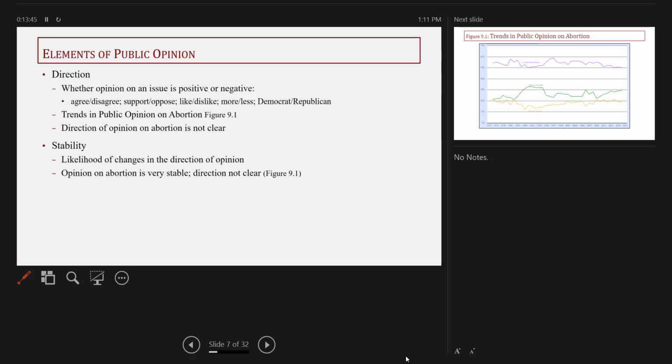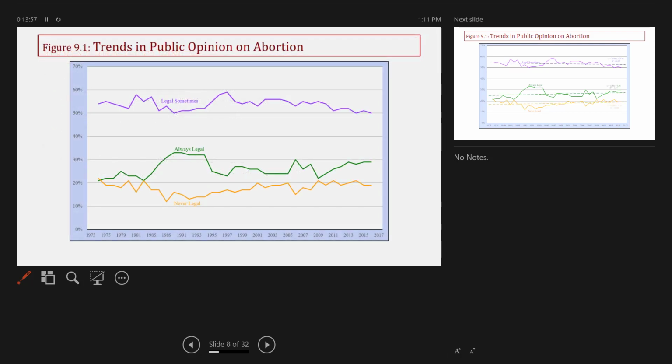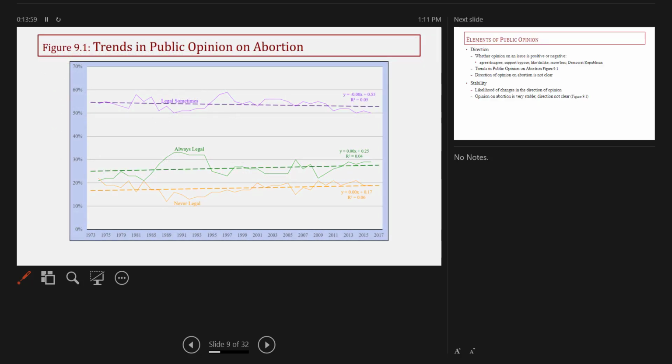If we look back at that example on abortion, what we've already determined is that the direction of opinion on abortion is not clear. But if you look back at the chart, that unclear opinion is remarkably stable. And so I've drawn some trend lines through here.